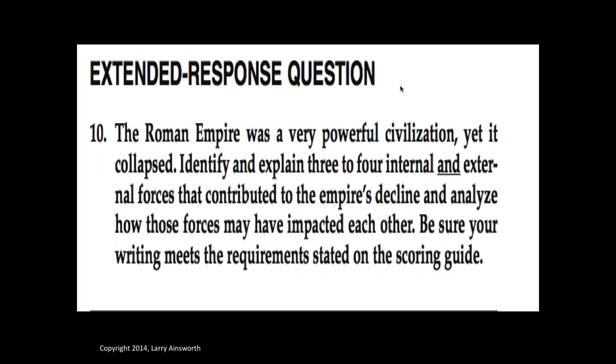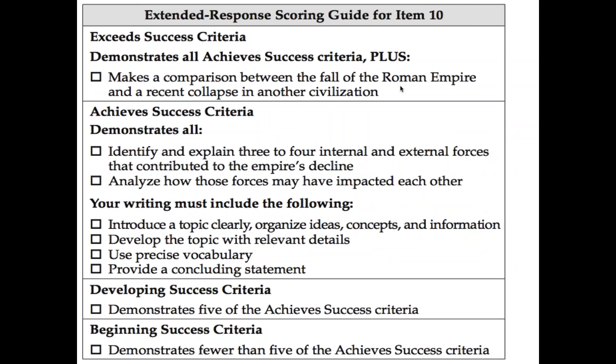Here's another extended response item. The Roman Empire was a power civilization, but it collapsed. Identify and explain 3 to 4 internal and external forces that contributed to the empire's decline and analyze how those forces have impacted each other. Make sure your writing meets the requirements stated on the scoring guide. Let's take a look at this simple, concise scoring guide.